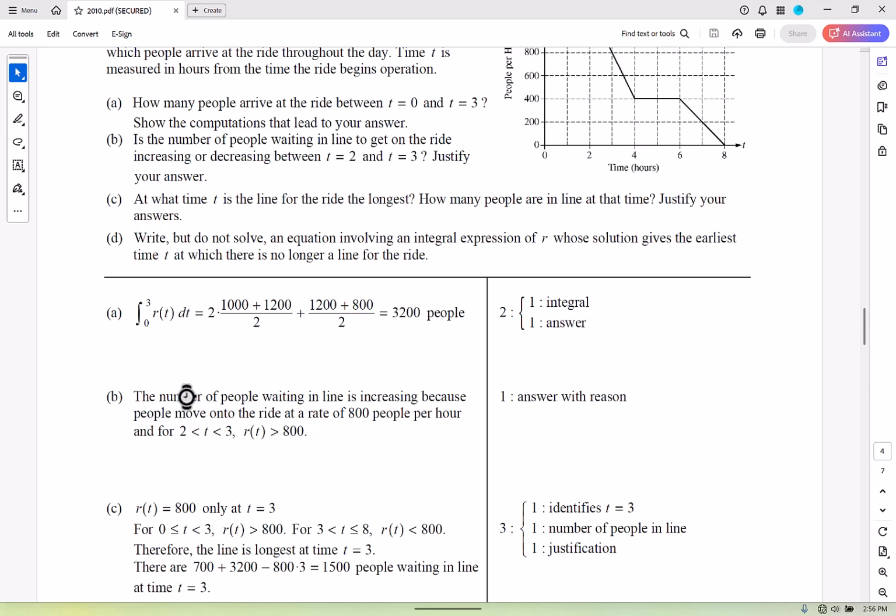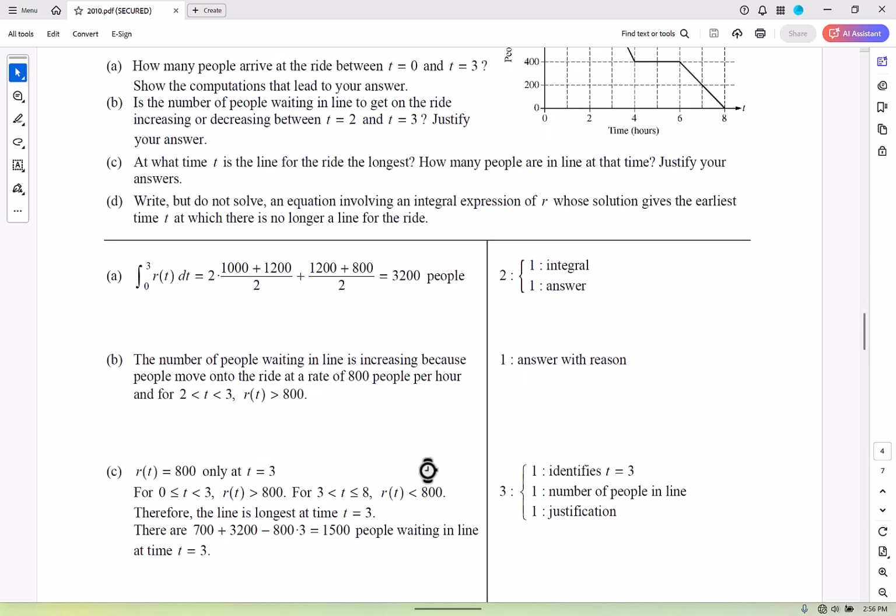Look at letter B. Look how they wrote it. Let's see if I like my answer better or their answer. The number of people waiting in line is increasing because people move into the line at a rate of 800 people per hour, and between 2 and 3, R of T is greater than 800. Oh, okay, I like that. I still like mine better. They're both equal. Yeah, it means the same thing.